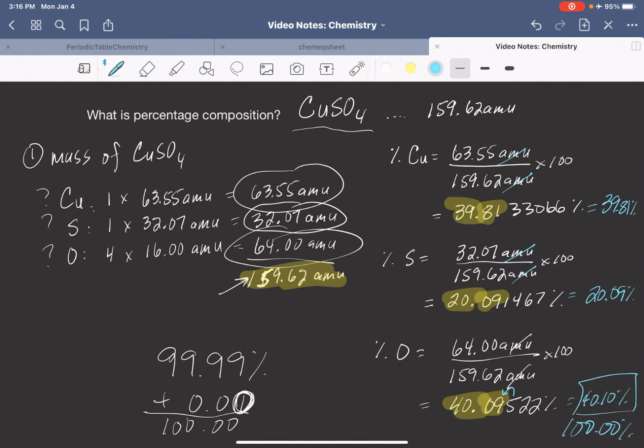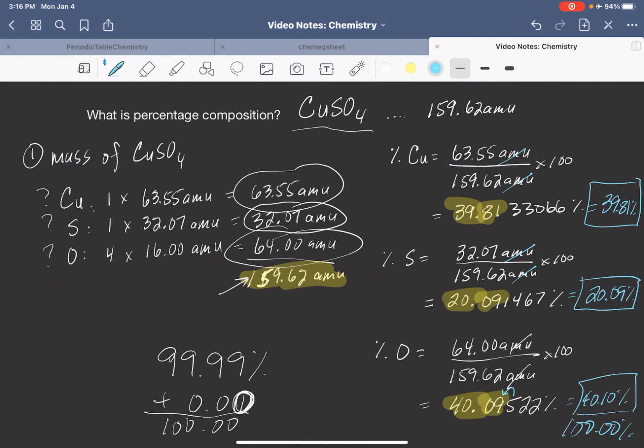So 40.10% is the percentage composition of oxygen in this compound. 20.09% is the percentage composition of sulfur in copper 2 sulfate, and 39.81% is the percentage composition, the fraction, the portion of copper in this particular substance.